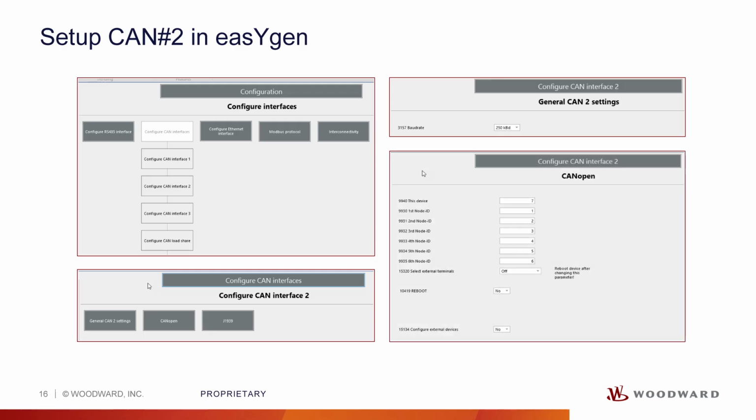In the Configure CAN2 menu, you'll find options to set up node IDs for external devices connected to the CAN2 network. For detailed step-by-step instructions, consult a user manual specific to your EasyGen model. The manual will provide diagrams, menu structures, and additional configuration details tailored to your device.